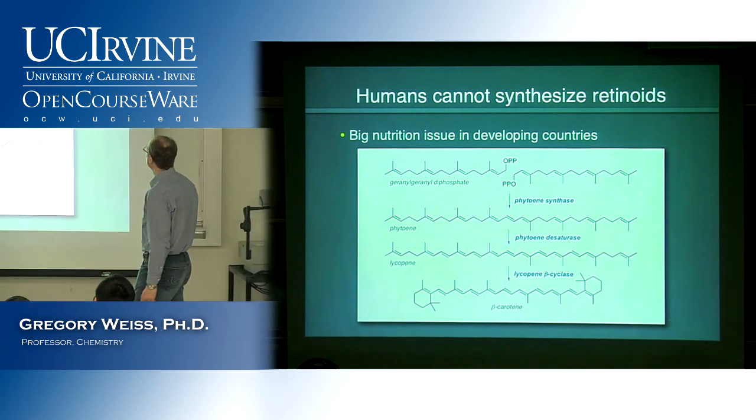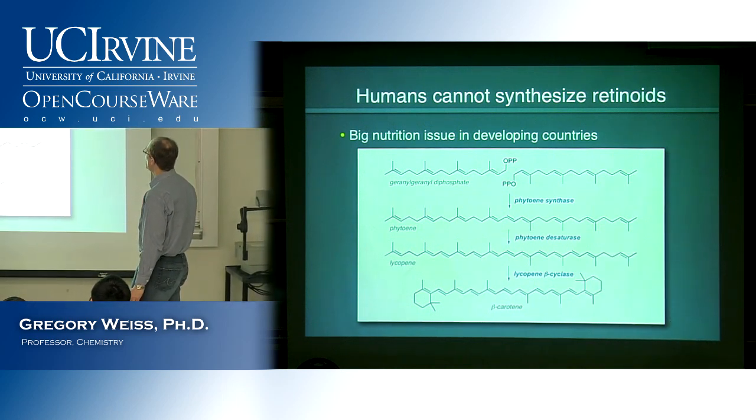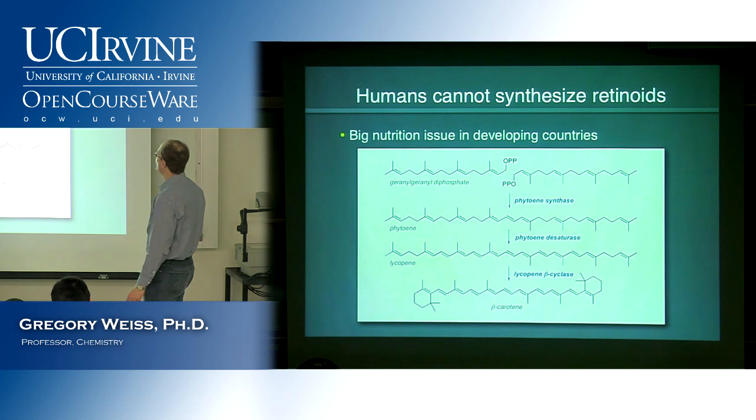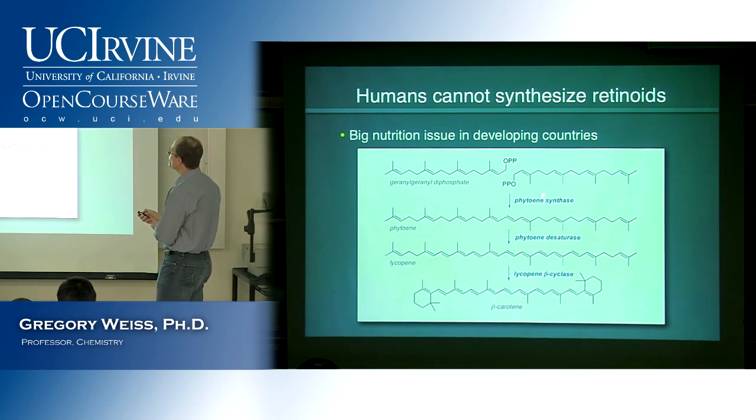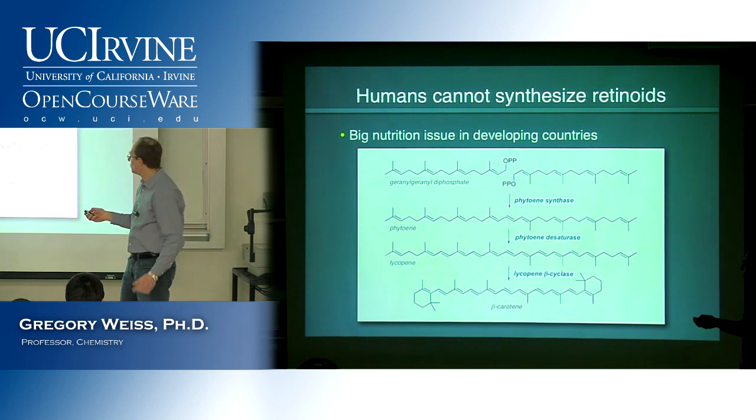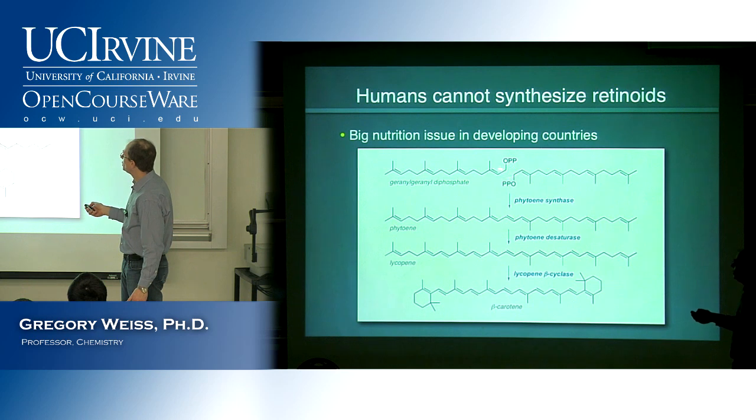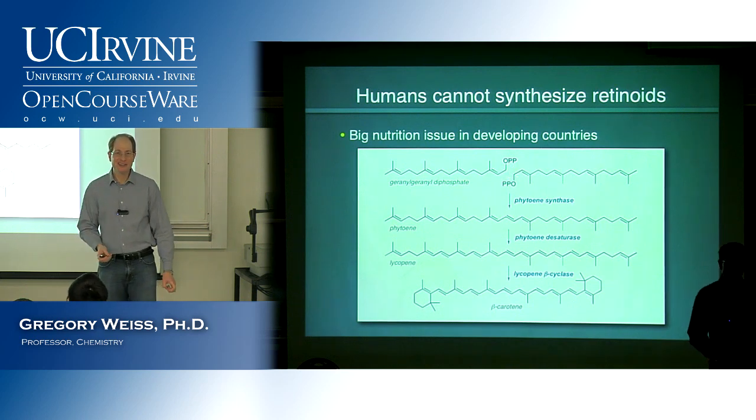Humans, unfortunately, cannot synthesize retinoids, and this is really a big nutrition issue in developing countries. So the retinoids result from an unusual tail-to-tail joining event. Okay, so here's geranylgeranyl diphosphate and a second geranylgeranyl diphosphate, and check this out. They're going through an unusual tail-to-tail joining event. Okay, that almost never happens.